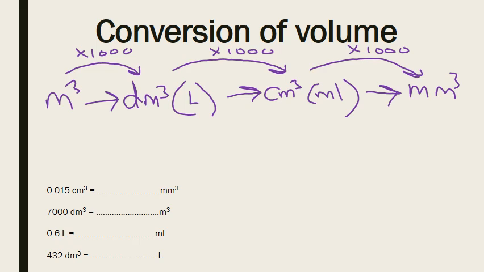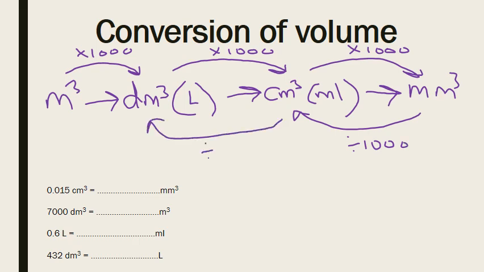Now from millimeter cubed to centimeter cubed, you divide by 1,000. And then from centimeter cubed to decimeter cubed, you divide by 1,000. And from decimeter cubed to meter cubed, you divide by 1,000.